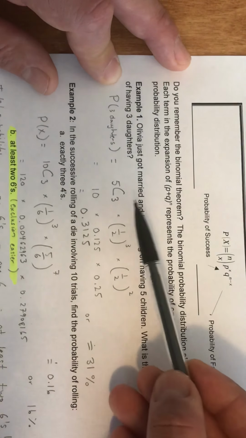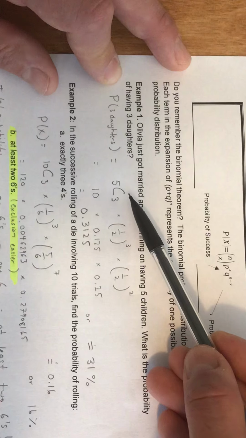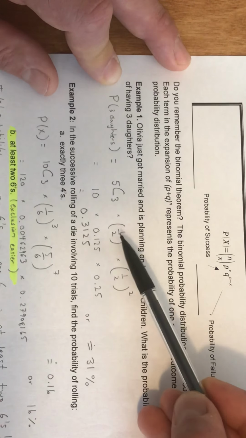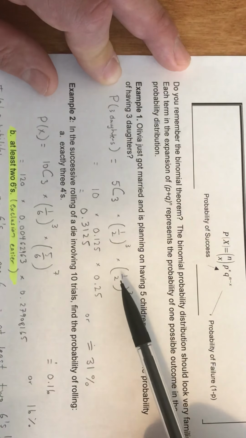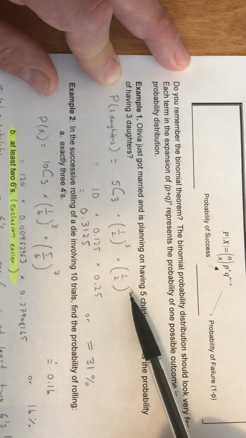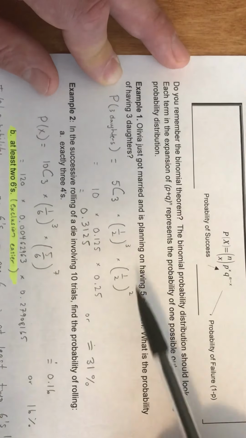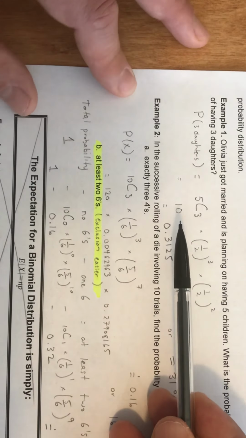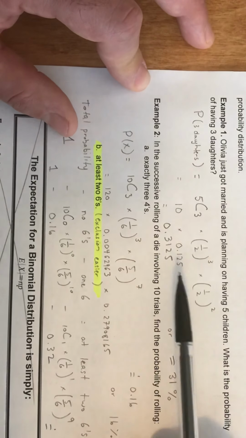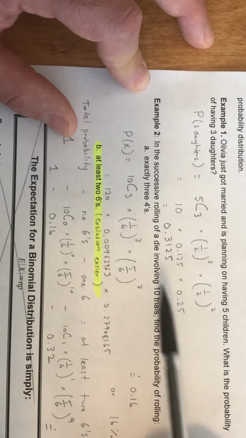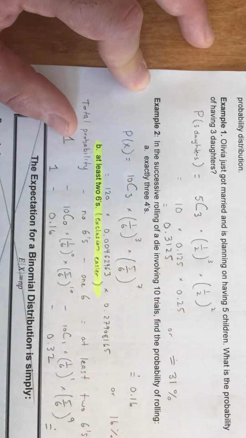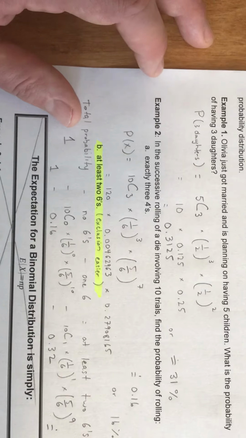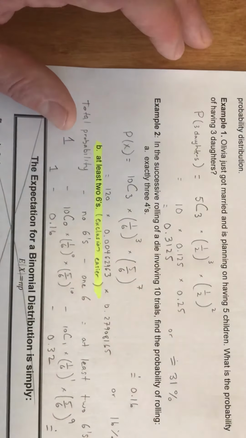So the way the formula works, it's 5 choose 3: 5 children choose 3 daughters. Probability of having a daughter is 1/2, I need 3 of them. Probability of having a boy is 1/2, I need 2 of them. When we multiply that out and figure it all out, I did it in steps. Your calculator can probably do it a lot faster. So 5 choose 3 is 10. That's 0.125 when multiplied out. We get approximately a 31% chance. So the chance of having exactly 3 daughters is 31%.